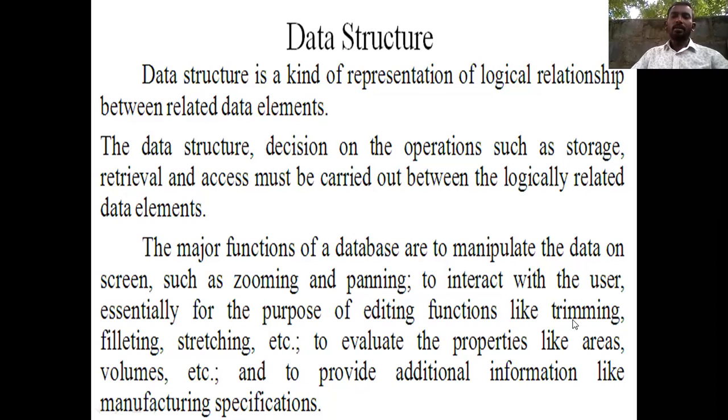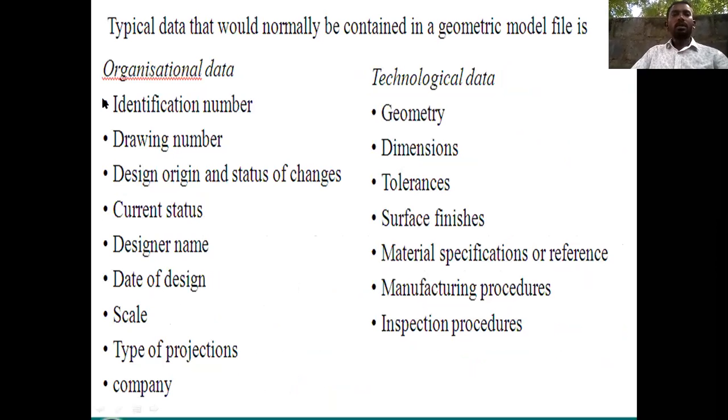Editing functions like trimming, filtering, stitching, etc. allow us to evaluate properties like areas, volumes, etc., and to provide additional information like manufacturing specifications. The major function of the data structure is to manipulate the data on the screen, such as zooming and panning, to interact with the users. So what are the typical database structures?